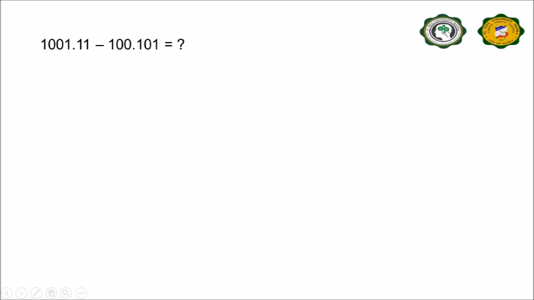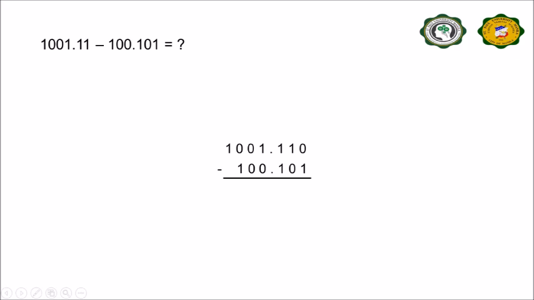Here is another example, but with decimal points. In here, you have to subtract 100.101 from 1001.11. It's also similar to the first example, but here you have to align the decimal points.